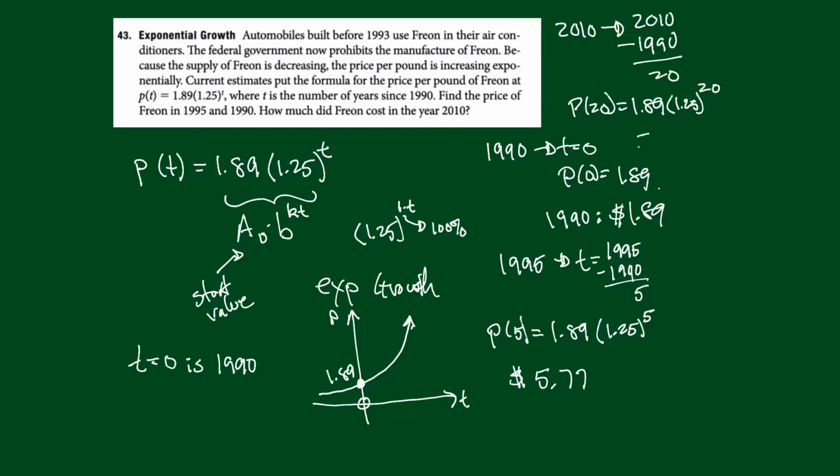Okay, now calculator problem, right? All right, so I got this. Now I'll round off to 2 decimal places. I got 163.93. So let's just summarize quickly. What do we have in 1990? The price of a pound of Freon, right here, in 1990 was $1.89. 5 years later, 1995, is up to $5.77. And then what about 20 years later in 2010? Well, in 2010 it's about $164.